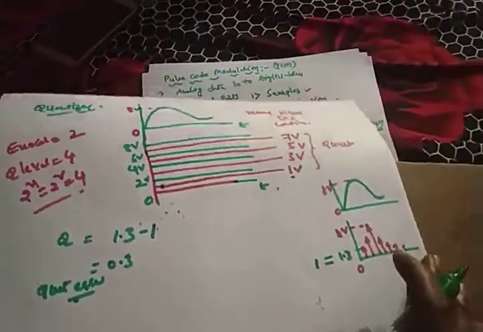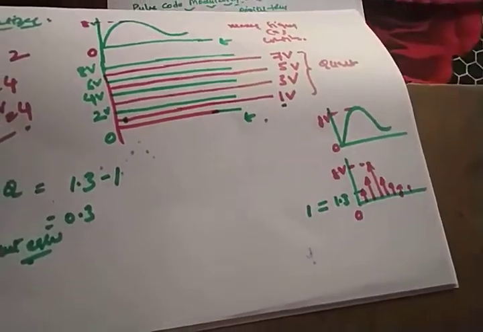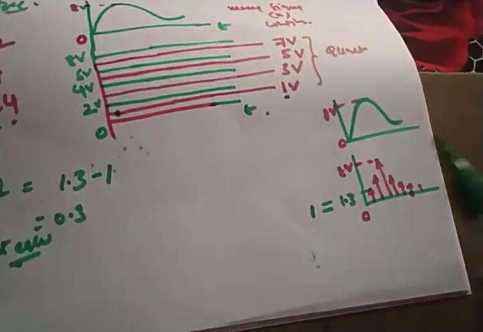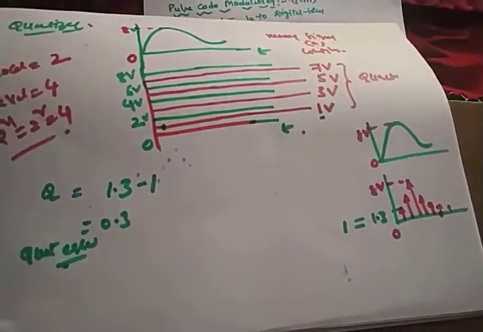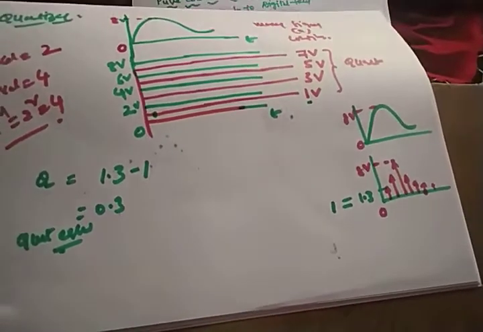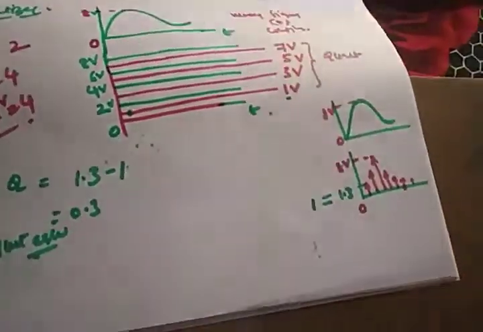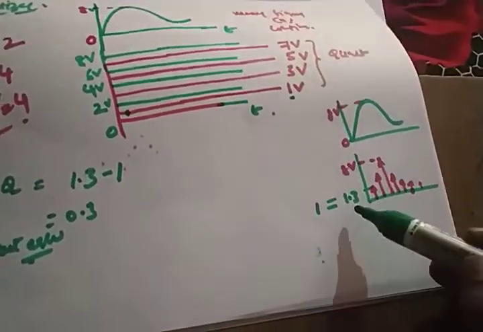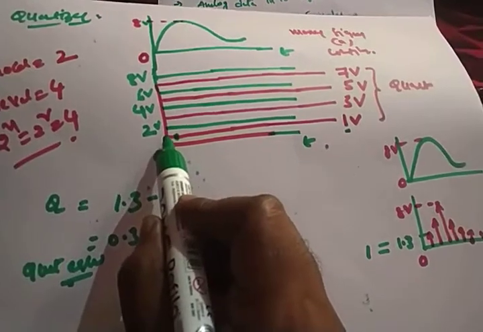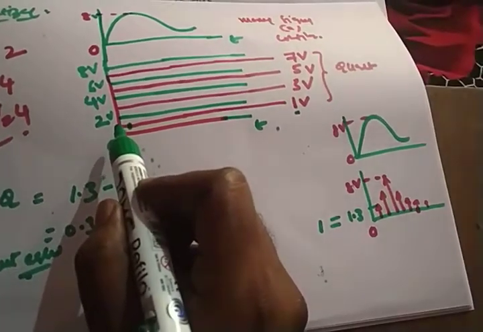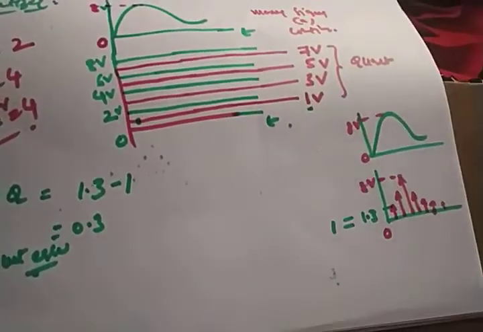I hope you are clear. I'll explain clearly one more time. Now I am taking the samples, which have infinitely many magnitudes between 0 and 8. Suppose this sample is 1.3 and another sample is 2.6. It's very difficult to find the digital form for this. So the quantization will make this magnitude into a fixed magnitude. That is the purpose of quantization. Which quantization level is nearest to 1.3? 1 is the nearest, so you have to fix that value at 1.